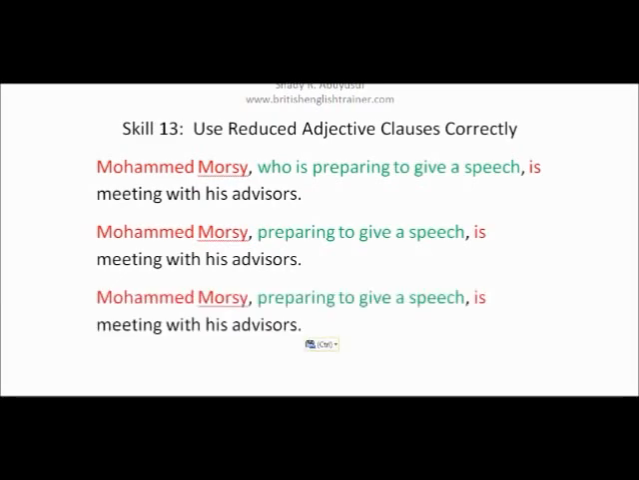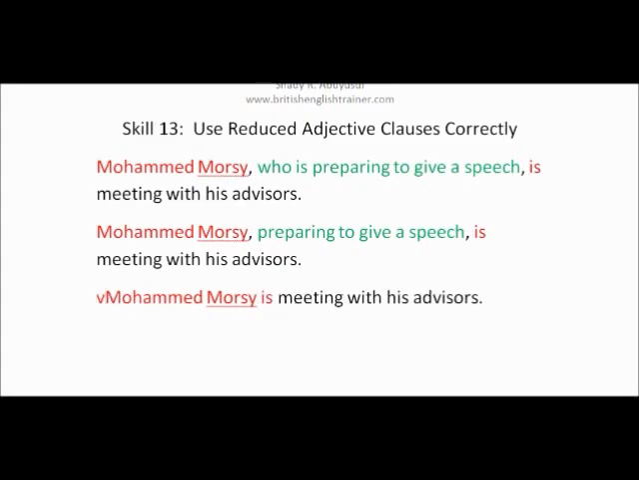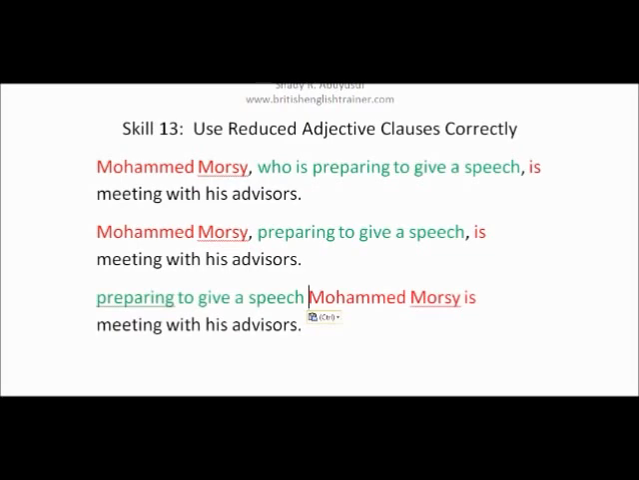We can take this away from here. Okay, fantastic. And we can put it in the beginning like that. Okay, and we put the comma. So it becomes, preparing to give a speech, Muhammad Mursi is meeting with his advisors. Well, that's fantastic.